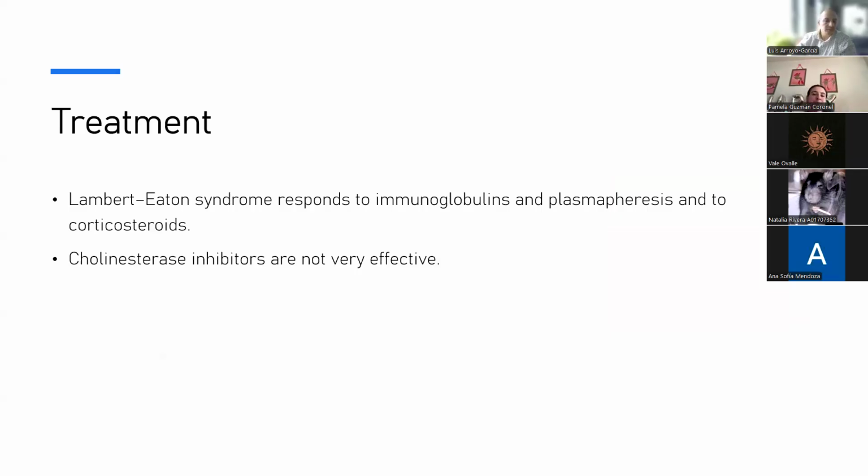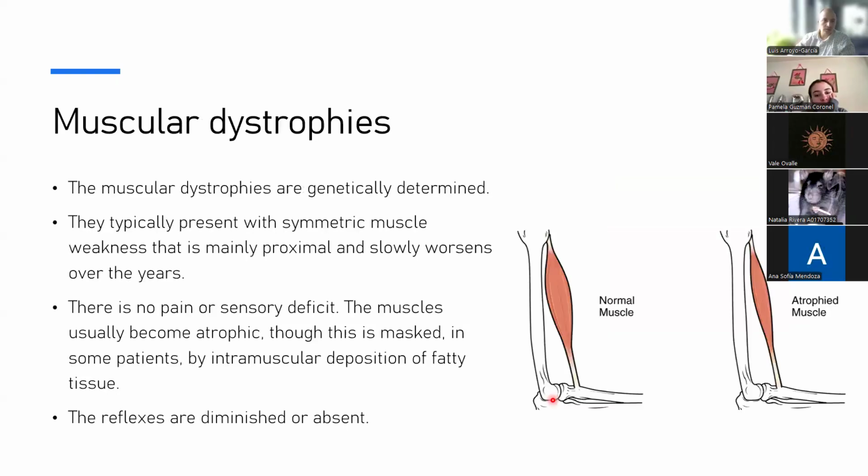Perfect. So cool. Now we're going to muscular dystrophies.